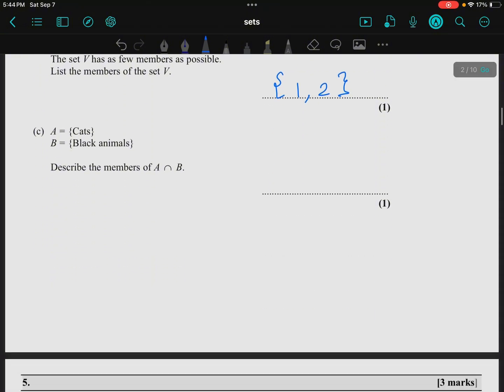Then A is a set of cats, B is a set of black animals. Describe the members of A intersection B. A intersection B is black cats.